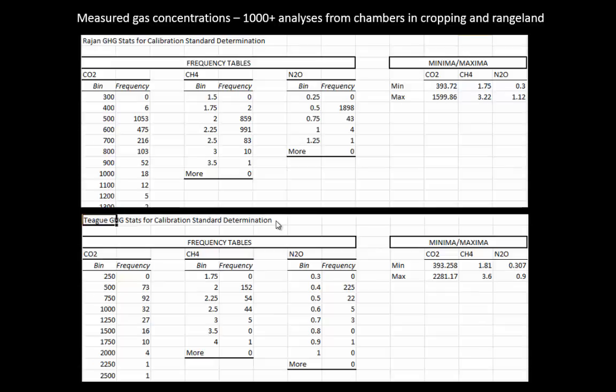Having got your sample, what's the calibration on your instrument? What range are you calibrating over? I do a fair bit of analysis for cropping and rangeland scientists. Carbon dioxide, methane, nitrous, over 1,000 measurements in a cropping system. You'd say that my CO2 is 1,500. I might calibrate over 5,000 parts per million. Methane is 3, perhaps 5. Nitrous 1, perhaps 5.